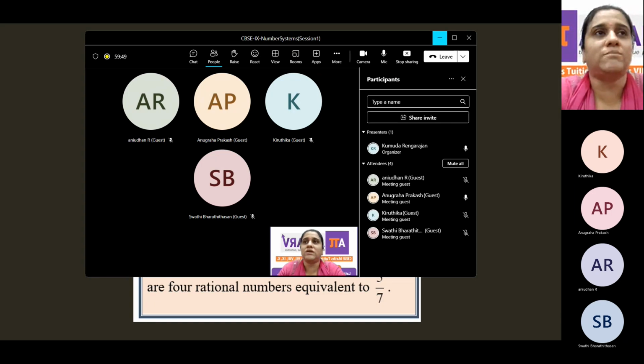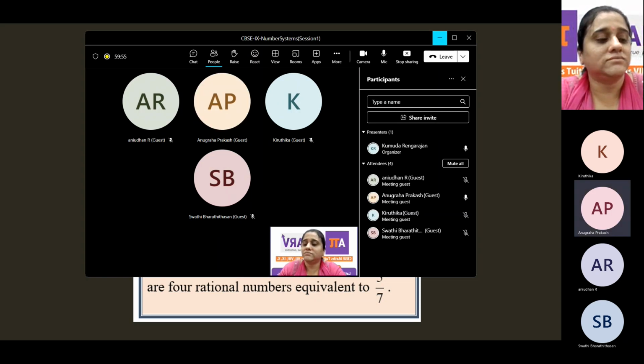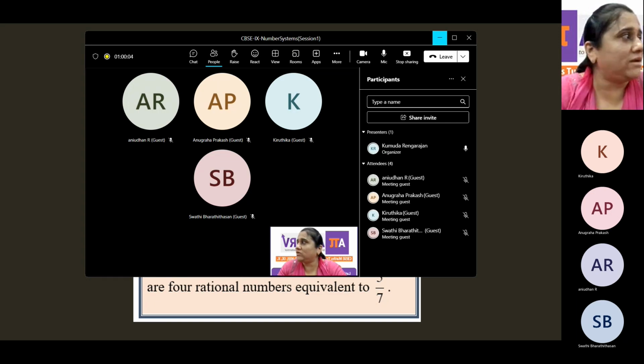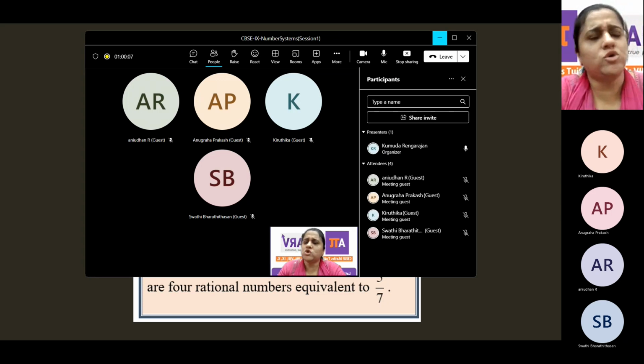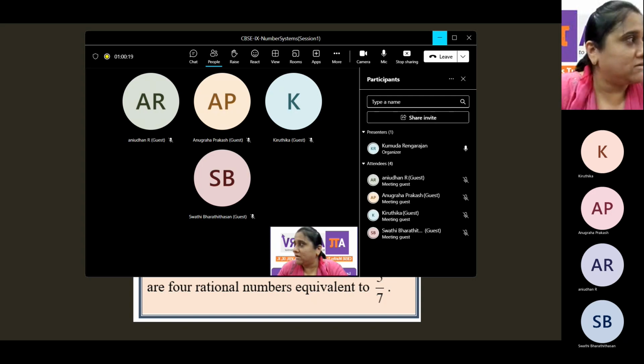Anugraham. Every whole number is a natural number. False, ma'am. Why? Ma'am, because 0 is not a natural number. Correct. Every whole number is not a natural number because 0 is a whole number, but it's not a natural number. See, when you say true, it should always be true. Otherwise, it's false. So the statement "every whole number is a natural number" is false, because 0 is a whole number but not a natural number.